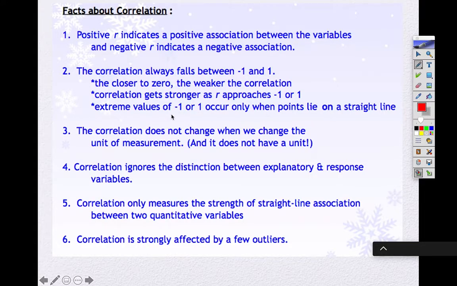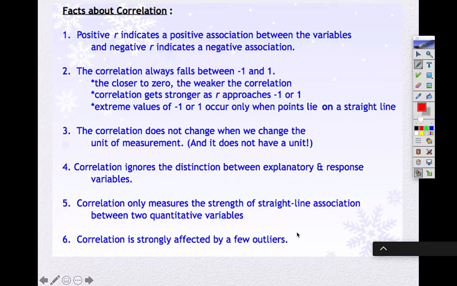So -1 to 1 are the only values of r. They can only be in that scale. Correlation r does not change when you change the unit of measure. So if I go from inches to feet, r would be the same because r only measures how well the points make a line. And if you change all of the points from inches to feet, they'll make the same line. Correlation ignores the distinction between explanatory and response variables. So if I put something on the x-axis but you put it on the y, no problem. Correlation will be the same. Correlation only measures strength of straight line relationships. So remember, the form must be linear in order to use r.